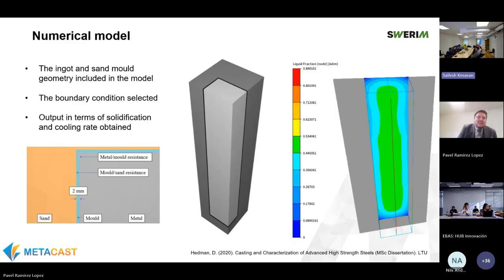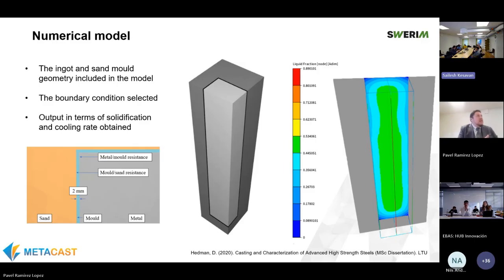Then we have sand, which acts as a barrier, and it gives us very good insulating properties. This allows us to have a softer cooling rate. The more sand we have, the lower the cooling rate we reach. And this is to be able to replicate the type of cooling rate we observe during continuous casting.